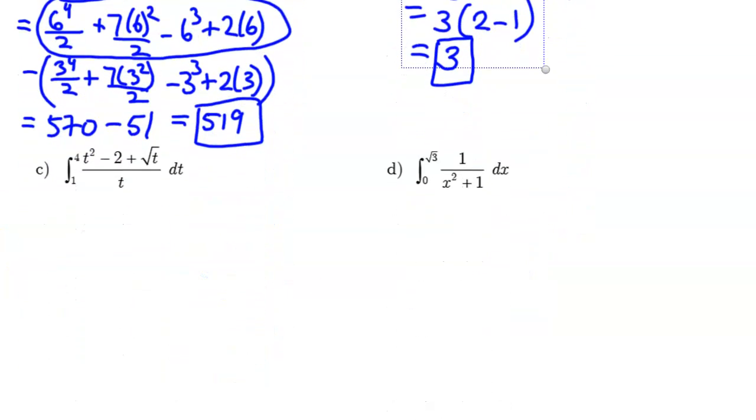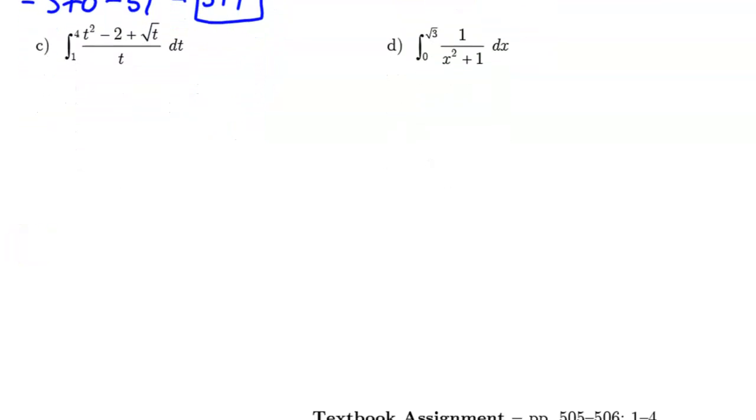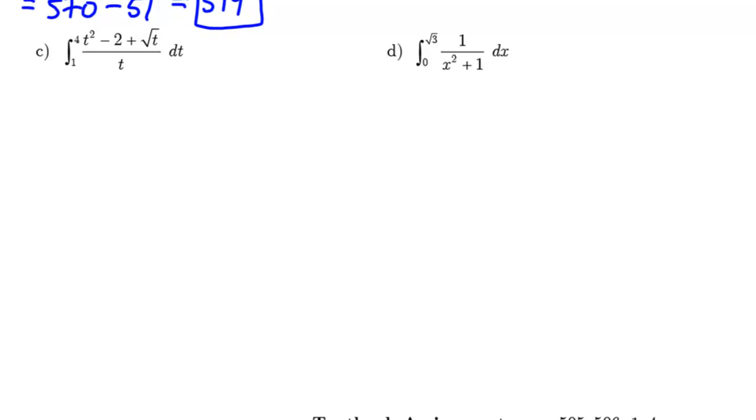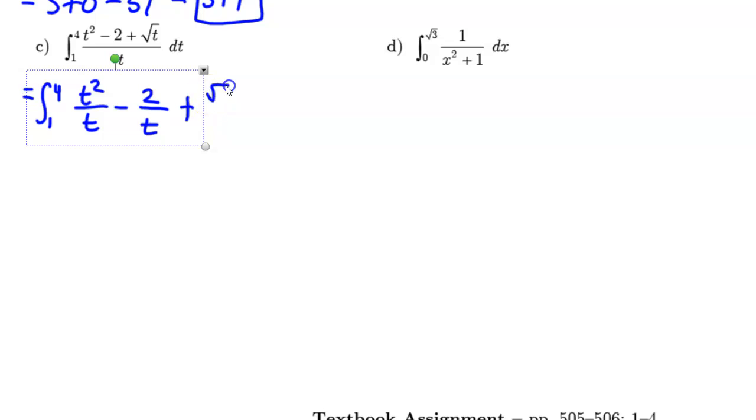Okay, and we'll finish off with this third one, part C. Looks a bit complicated, but the key here is to do something at the beginning to make your life a bit easier, and that is, let's divide each of the terms in the numerator by t, which is the denominator. So really what I'll have here is I'll write this intermediate step. I have t squared over t minus 2 over t plus the square root of t over t dt.